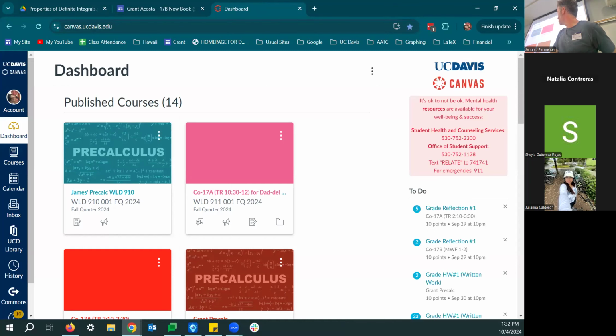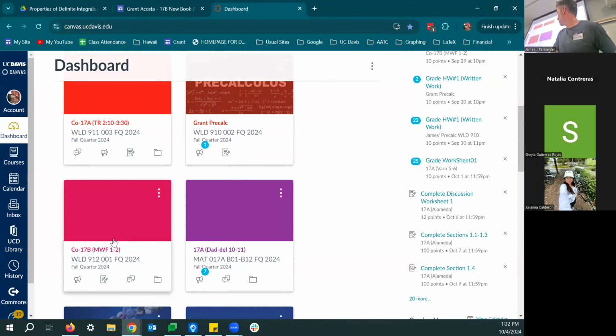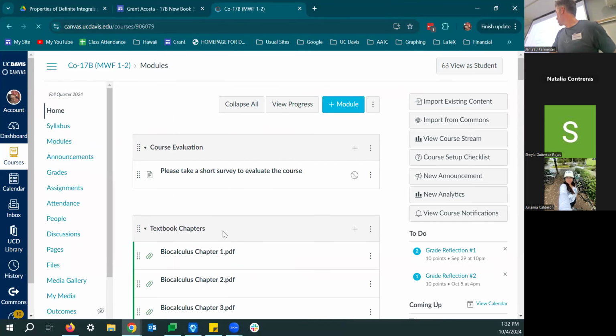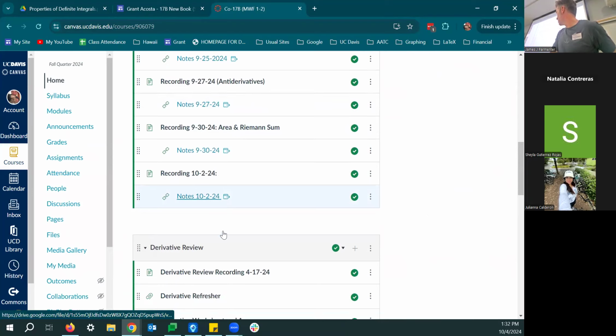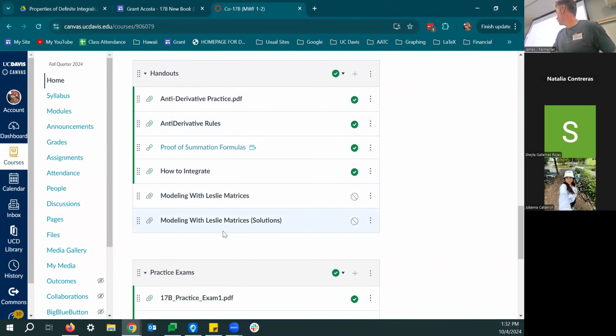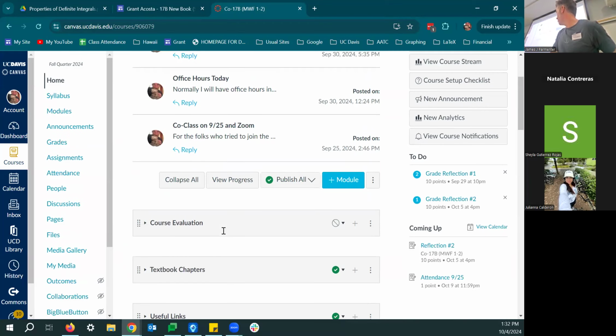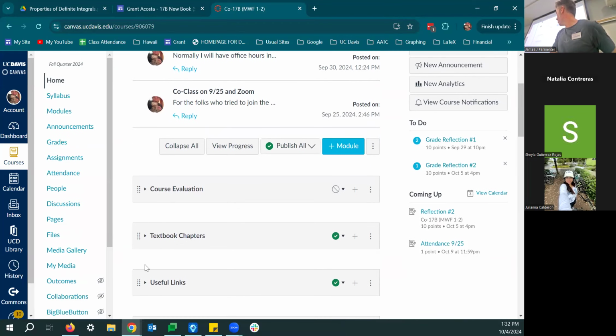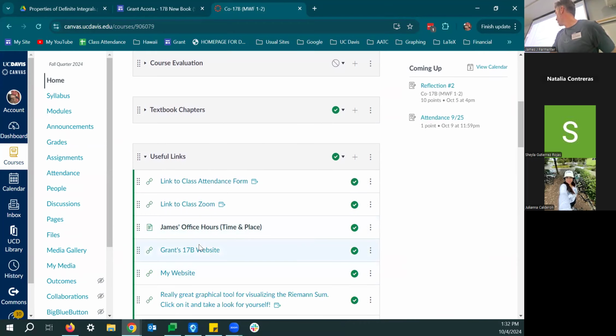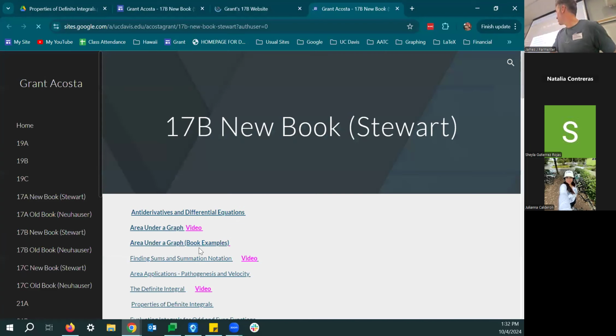Let's see. Do I have a cursor somewhere? There we go. Let's see. Is it linked in here? I don't see it. Do I not have useful links up here? Terrible. Oh, there we go. Sorry, I missed it. Grant 17B website. Let's see if it works. Success. So yeah, it's in Canvas.